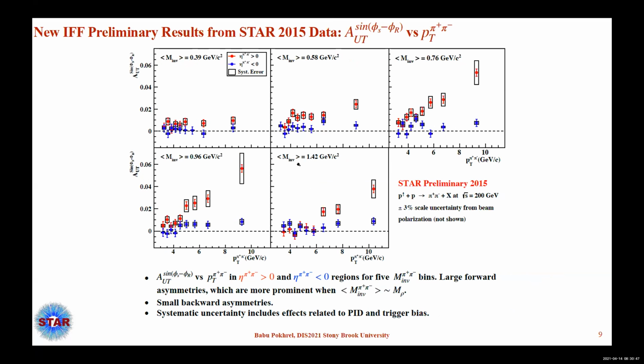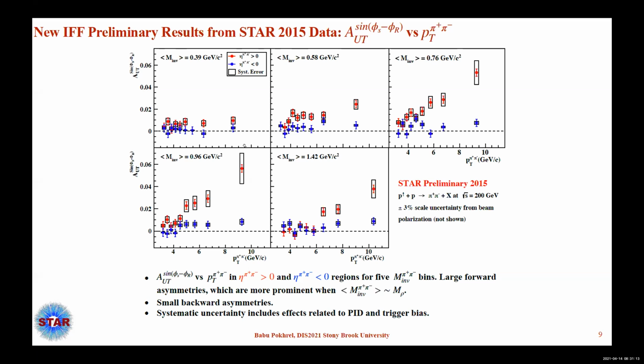Next is the asymmetry as a function of pT, again calculated in 5 different invariant mass bins. The average invariant mass increases from left to right and top to bottom, again in 2 different eta bins, forward and backward. We observe pretty large asymmetries in the forward region, which increase almost linearly with pT. Again, the backward asymmetries are small here.